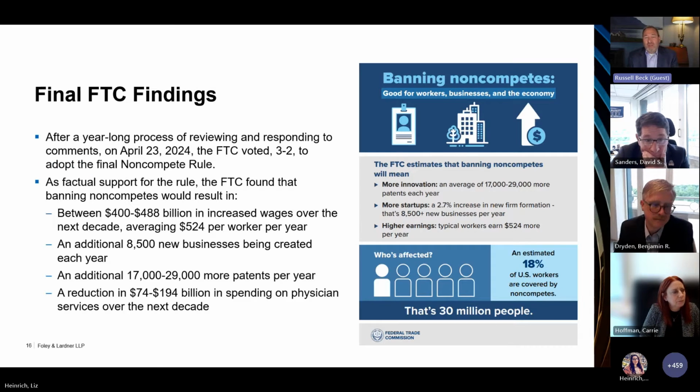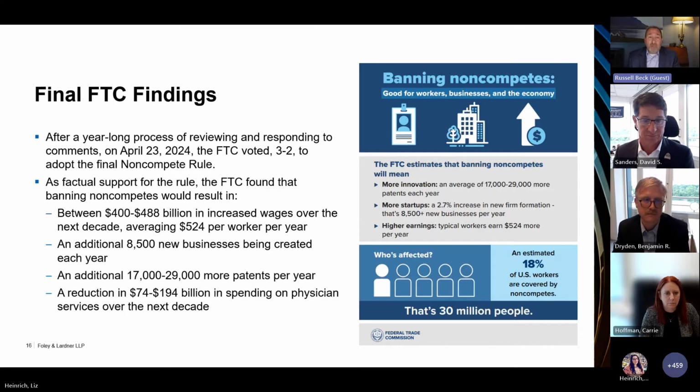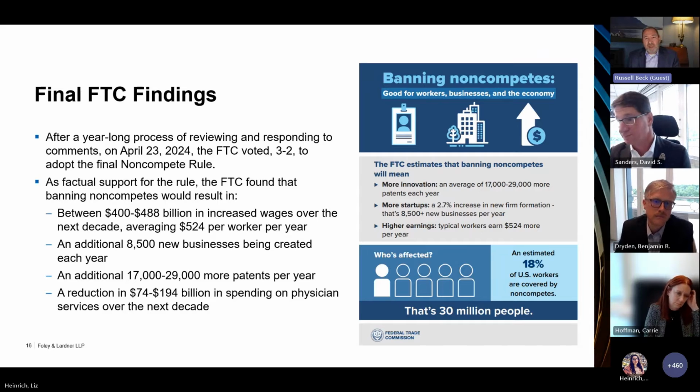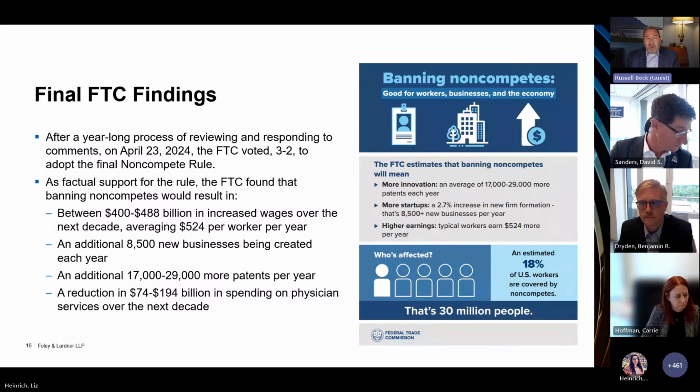Okay, so where we left off was January of 2023. We pick up now in April of 2024. So 15 months later, and the FTC, after this lengthy process, reviewing all of these 26,000, I think it was 26,813 comments, I believe. And as Ben said, so many of those comments were from individuals. They were 1-line, 2-line, non-competes bad.